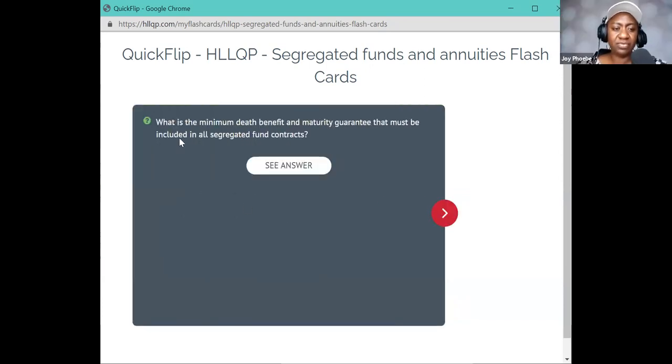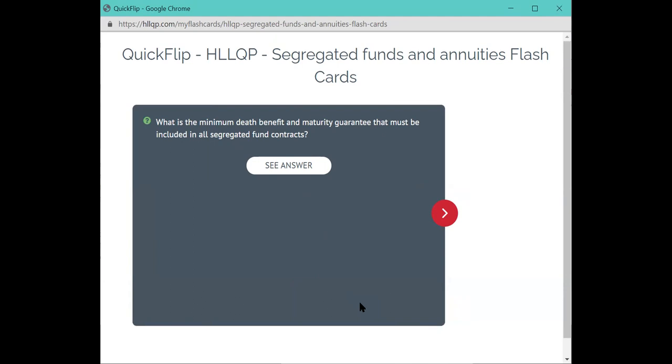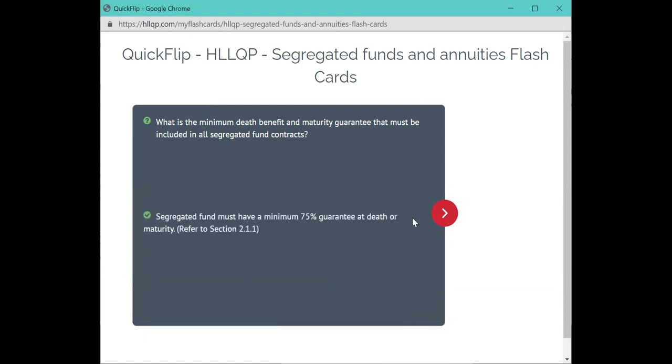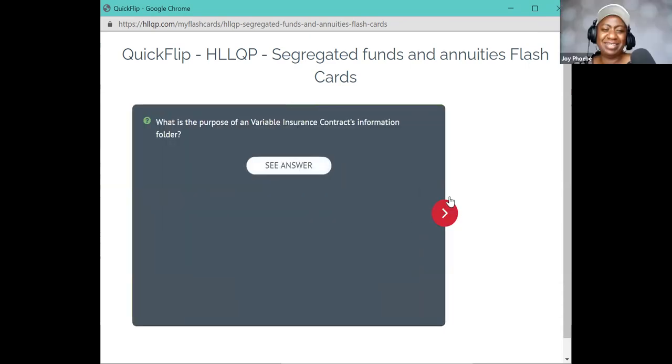So let's move on. What is the minimum death benefit and maturity guarantee that must be included in all Segfund contracts? I emphasized it in the video. I think it's 75. It's 75, exactly. The baseline is 75. I even went to IA and brought forms to use in explaining that part.